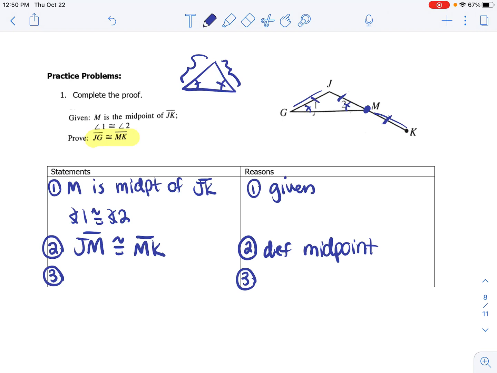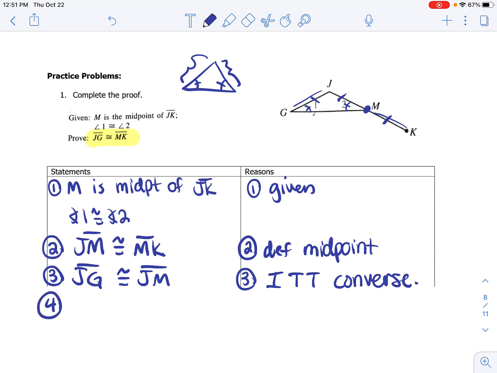We sure can. So here we know that JG must be congruent to JM. And that is through the ITT converse theorem, ITTC. So remember, if we know stuff about the corner angles, then we can prove that the sides opposite are congruent, and that is our converse theorem.